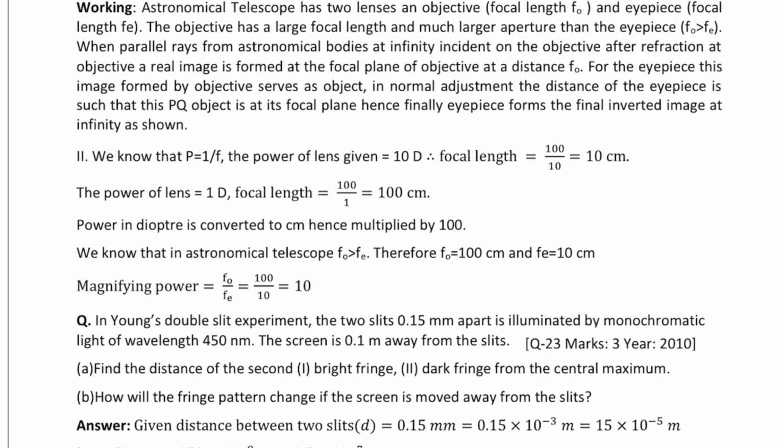Young double slit experiment, two slits, the distance is given. Find the distance of the second bright fringe, simply formula based. These are given, self-explanatory, you can go through this answer.